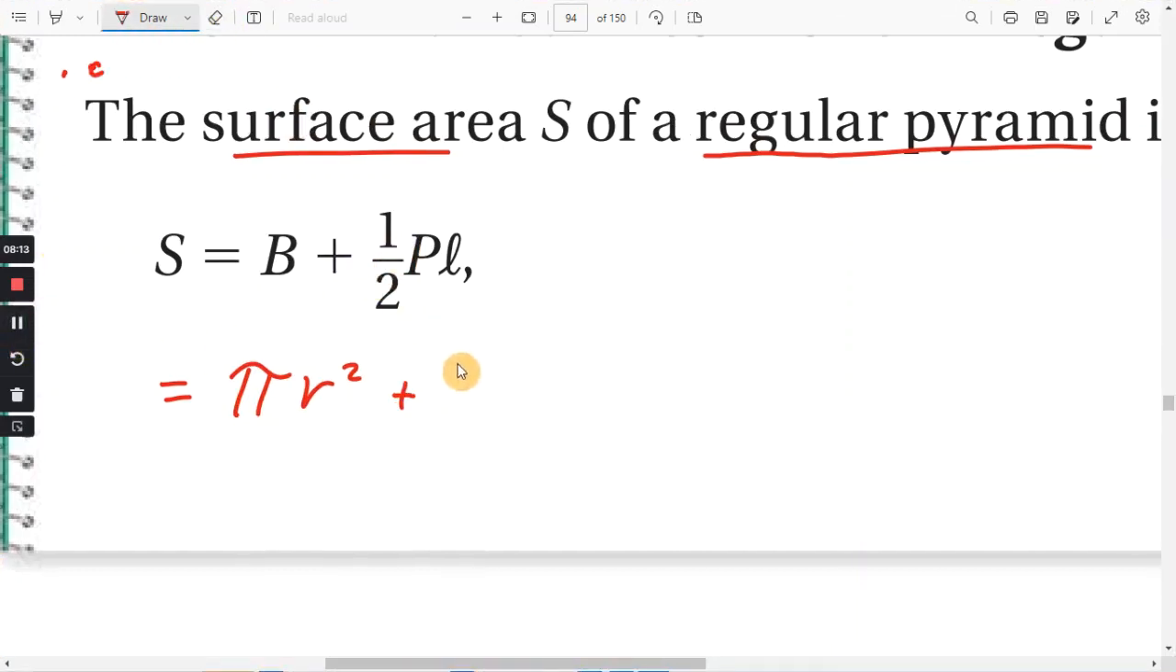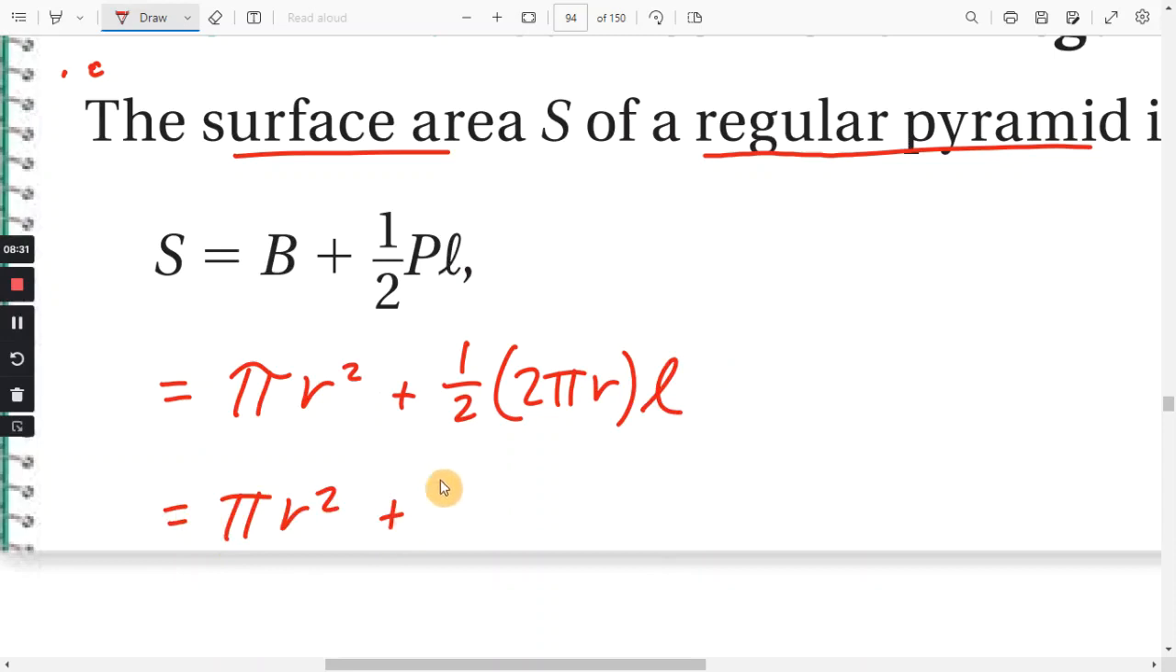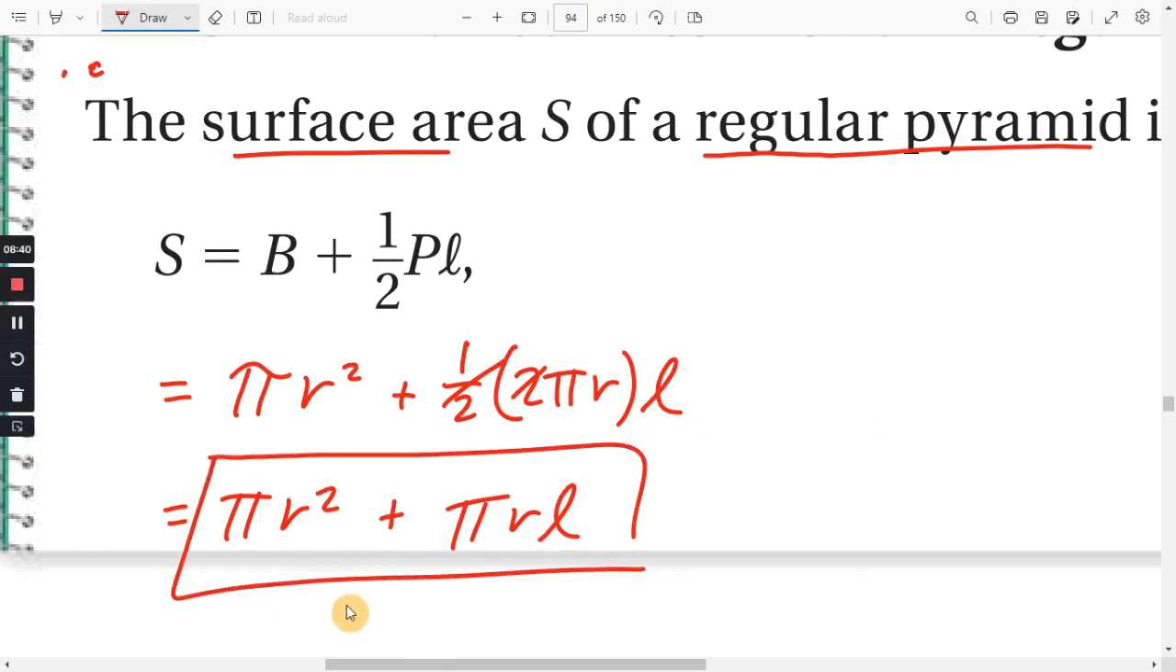So that's going to be 1/2 times the perimeter. The perimeter of the circle is circumference, and the circumference is 2 pi r. And that's times L. So that equals pi r squared, 1/2 times 2 cancels, and you're left with pi RL. So once again, same thing that we just had before. That's the surface area for a cone. All right.